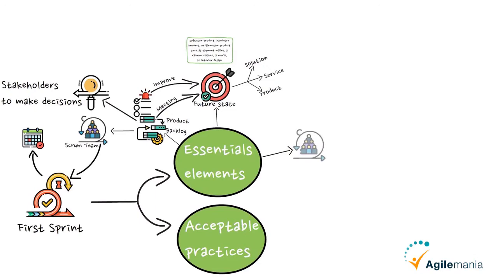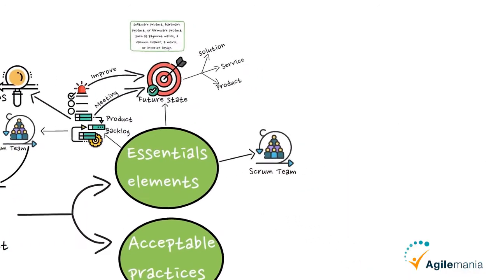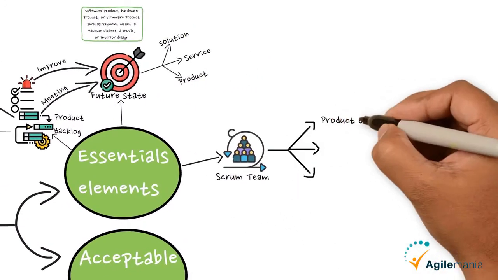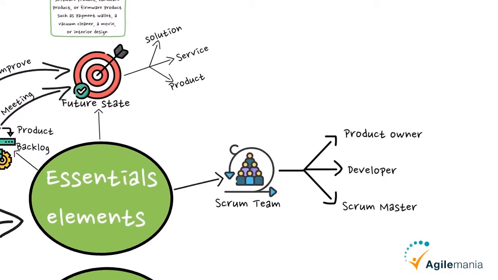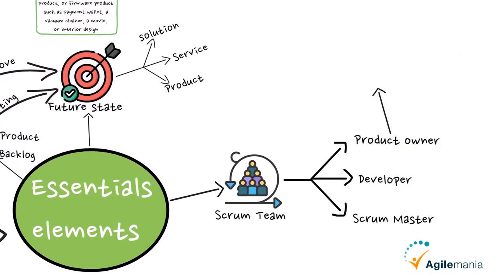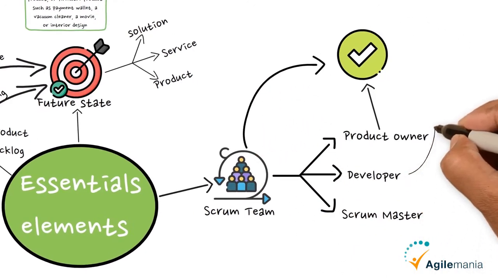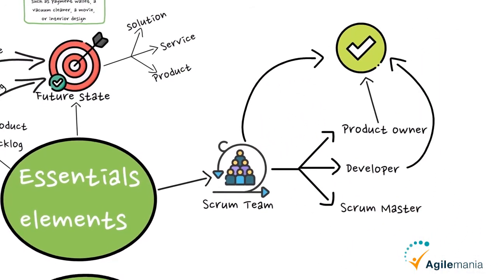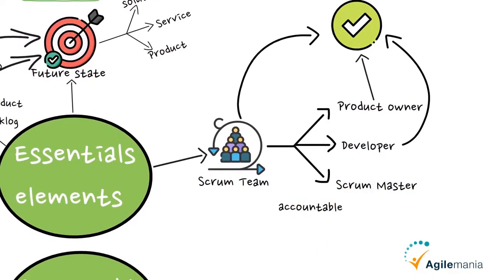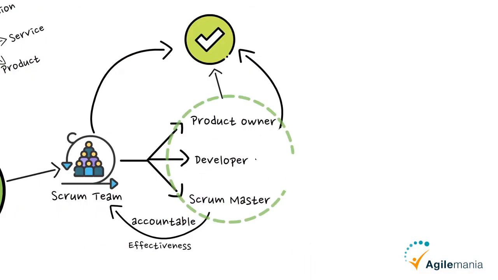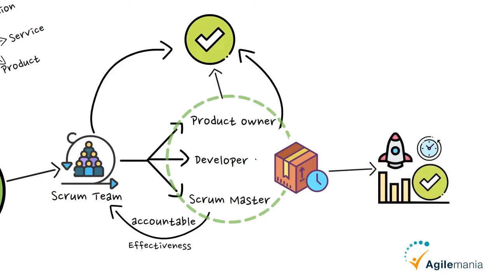And third is the Scrum team. A Scrum team consists of three roles: a product owner, developers, and a Scrum master. The product owner maximizes the value of work done by the Scrum team. Developers, or the development team, develop a quality product. A Scrum master is accountable for the Scrum team's effectiveness. They all work in a time-boxed sprint to produce an increment of done work as per the definition of done.